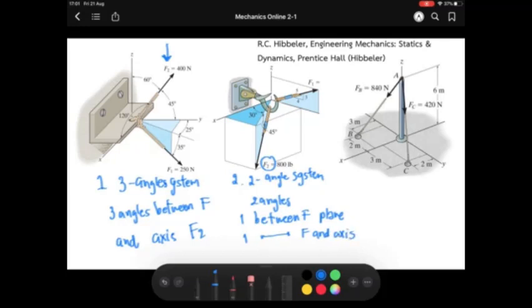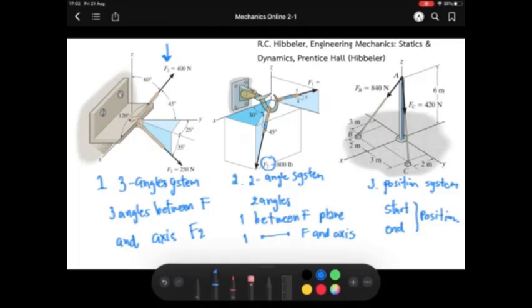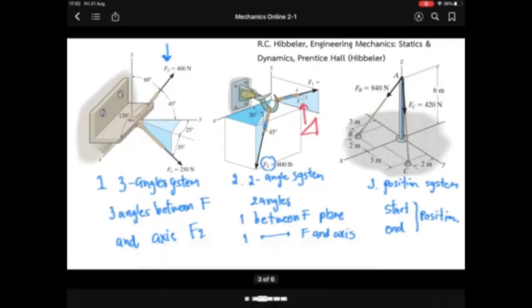And the last one is the position systems. In this system, they don't give you any angles, but they give you the start and the end position. Also, you can see that some angles can be given to you in terms of triangles like this, the same as the two-dimensional vector.